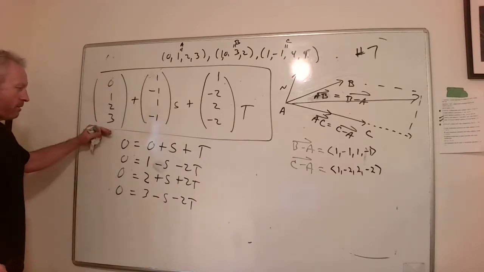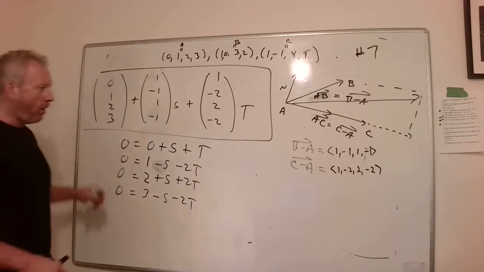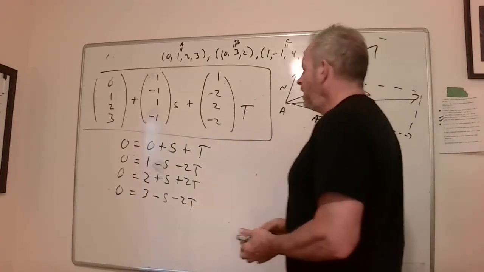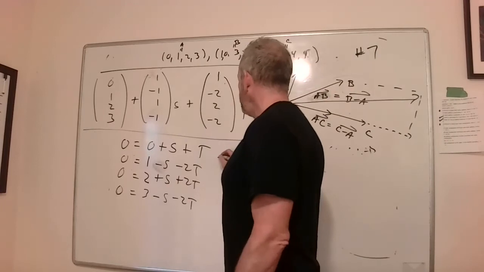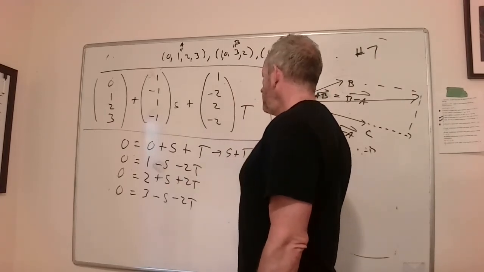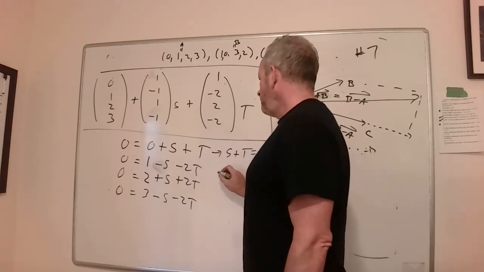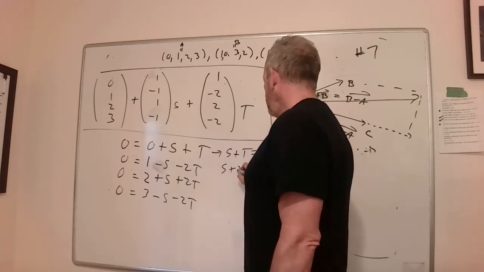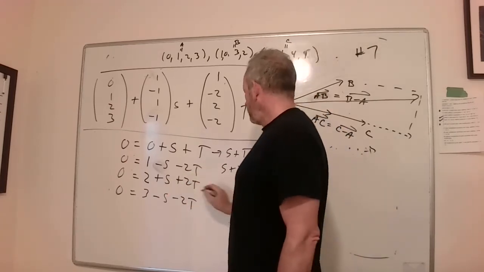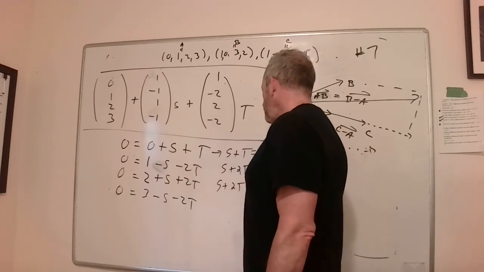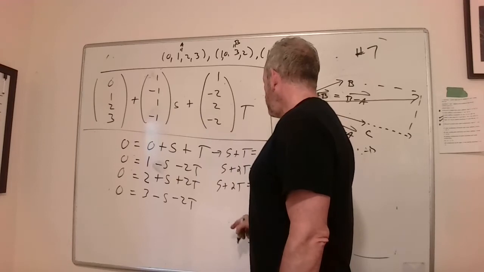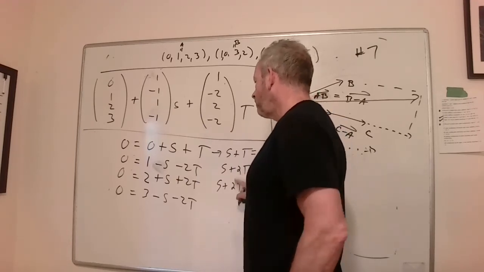And the question is, are there values of S and T such that all 4 of these are true simultaneously? Well, let's simplify this a little bit and see if we can figure out whether or not that's the case. Look at this first one here. S plus T equals 0. From the second one, we could say S plus 2T equals 1. I'm just simplifying this, right? So S plus 2T would have to equal what? Negative 2. And we've got problems right there right away, right?